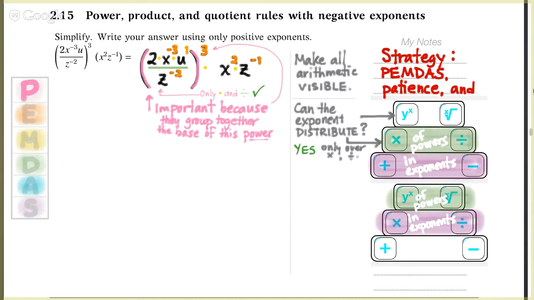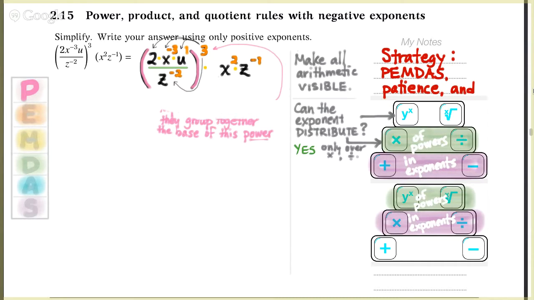If there were addition or subtraction going on inside those parentheses, we would be stuck. There would be no way for us to distribute the exponent across addition or subtraction. So we can and should distribute the power 3 to each of the factors that are inside that big set of parentheses. We can do it, again, only because the parentheses contain only the operations of multiplication and division on the inside, and there is no addition or subtraction.